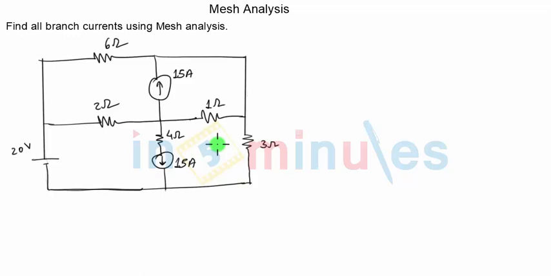But here you can see that there is a current source of 15 amperes between the 2 meshes, so you can't apply KVL equations in individual meshes. We'll have to consider super mesh. Similarly, there is current source of 15 ampere between 2 meshes. Again, it doesn't matter whether there is any resistance or not in that branch of the current source. As long as there is a current source between the 2 meshes, we have to apply supermesh analysis.